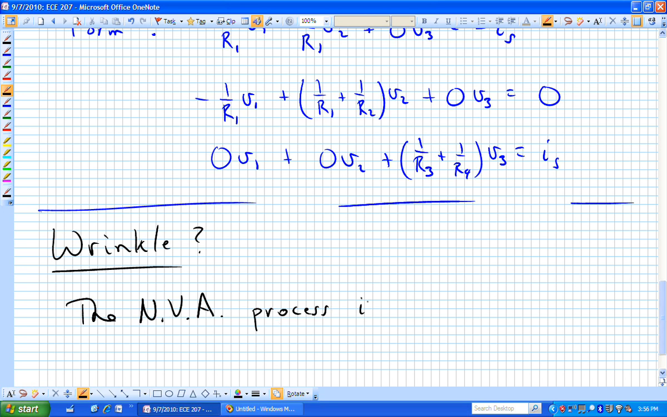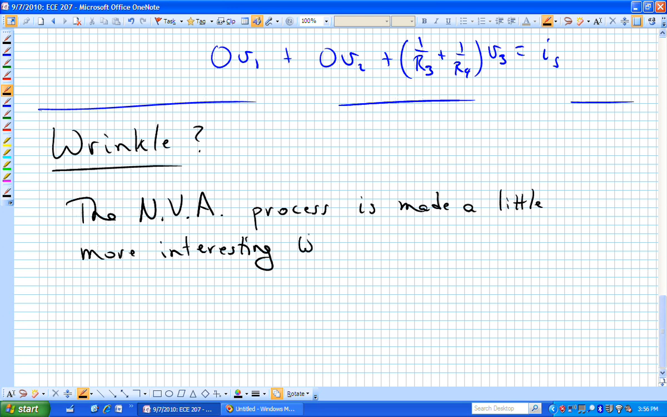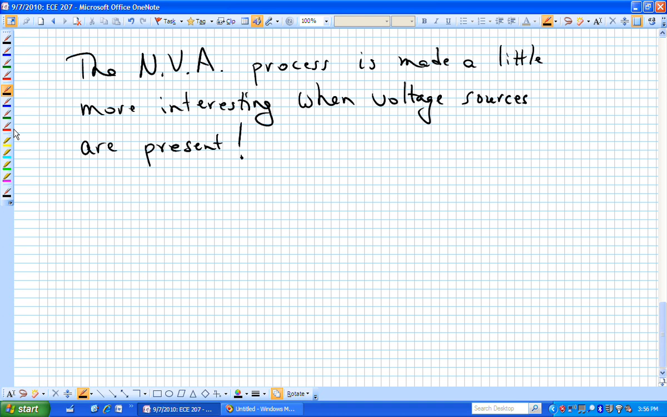The NVA process is made a little more interesting when we have voltage sources in our circuit, or when voltage sources are present. Whether those voltage sources are independent sources or dependent sources. And I think you have a dependent source in one of your homework problems. Let's look at an example. It's easier to do this with a specific example.